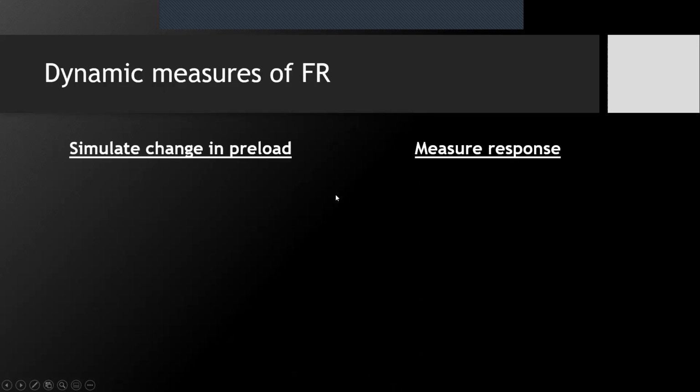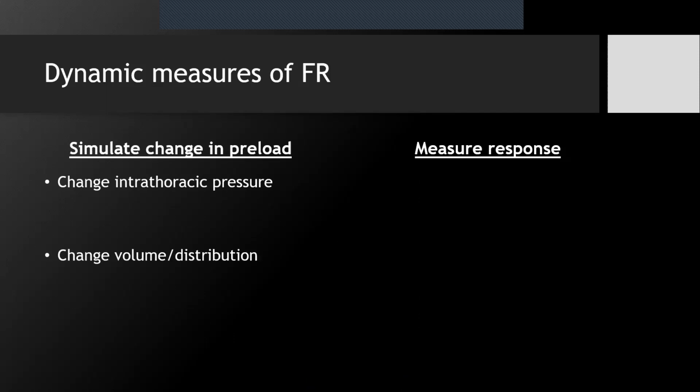So I'm going to first list, this is the slide that's going to be the baseline for the dynamic measures. And I'm going to keep referring back to this slide in different ways. So first, like I said, you'll have to simulate a change in preload. And there's two ways basically of doing that broadly. The first way is to change intrathoracic pressure, right? With high intrathoracic pressure, you get less preload. If you lower intrathoracic pressure, you get more preload. So breath to breath, you're able to simulate a change in preload.